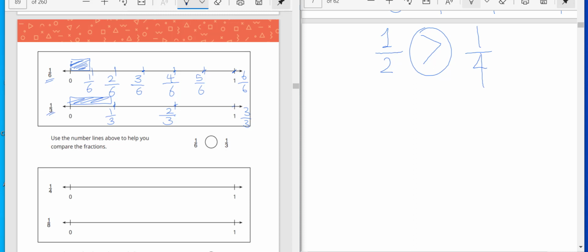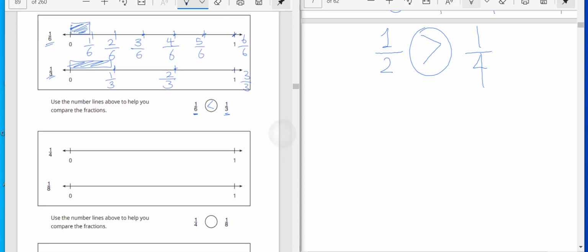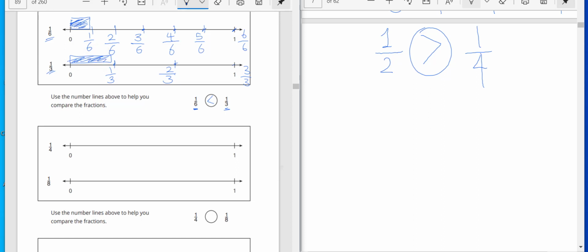Use the number line above to help you compare the fraction. Which is more, sixth or third? Yes, sixth is less than third, because the size of sixth is less than the size of third. Okay.